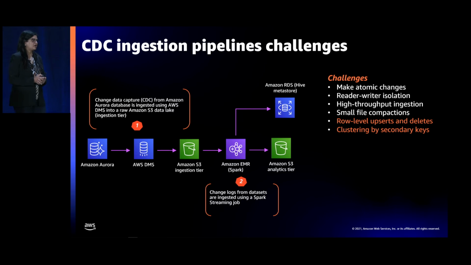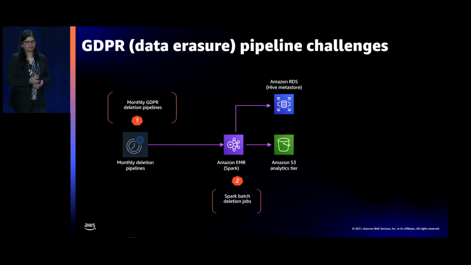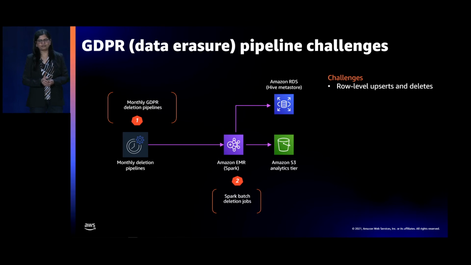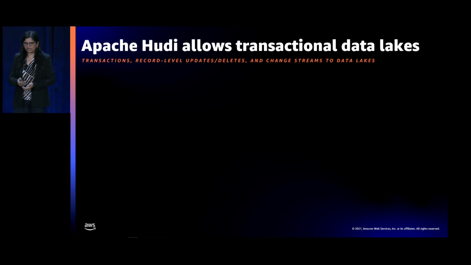So all these are some of the challenges that you really encounter in a CDC pipeline. And the third pattern that we see is from data compliance, like GDPR or CCPA, where you want to be able to do row-level updates and deletes, as well as support concurrent writes into your data lake. So this is where Apache Hudi comes into the picture.